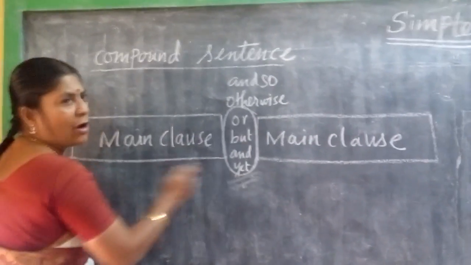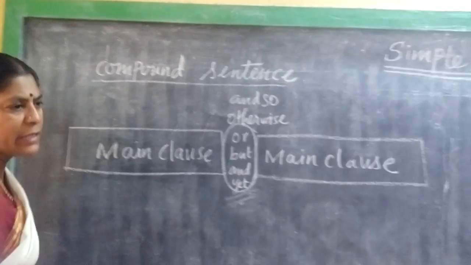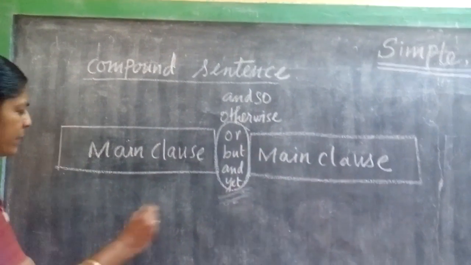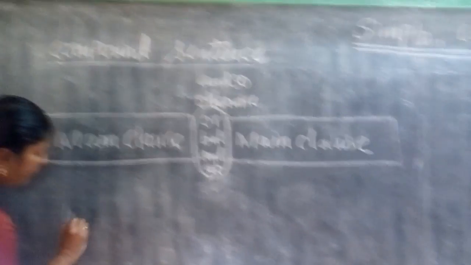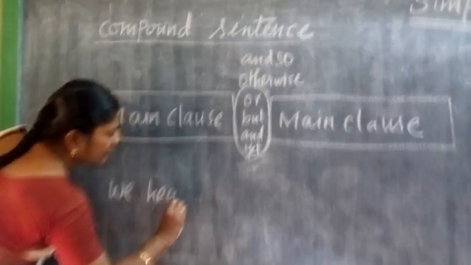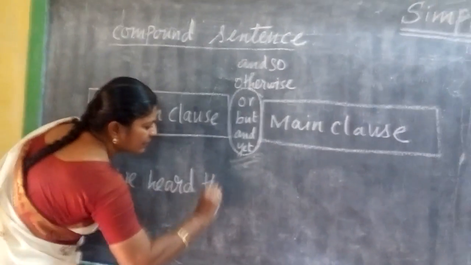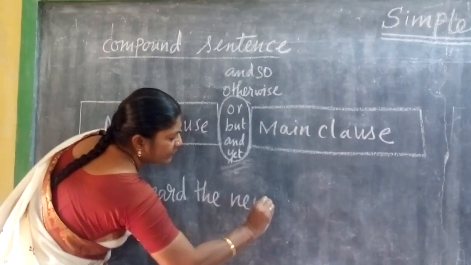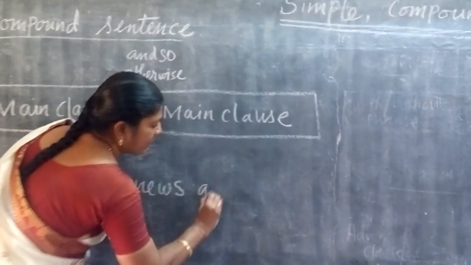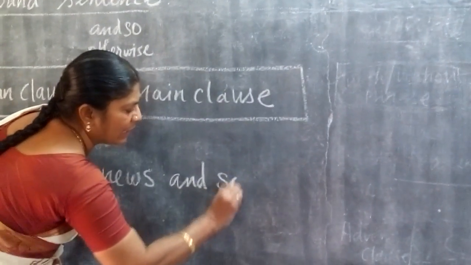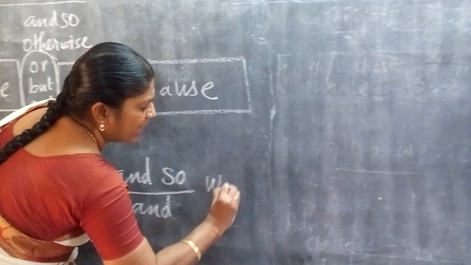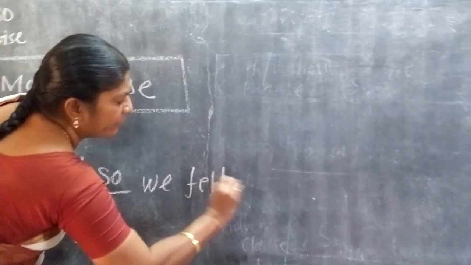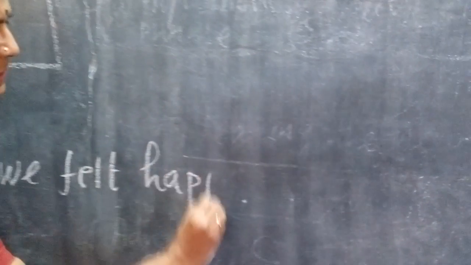Two main classes connected by a coordinate conjunction is called a compound sentence. Here we will change the same simple sentence into a compound sentence. We heard the news, and so, we felt happy. This is a compound sentence. We will see according to the structure.